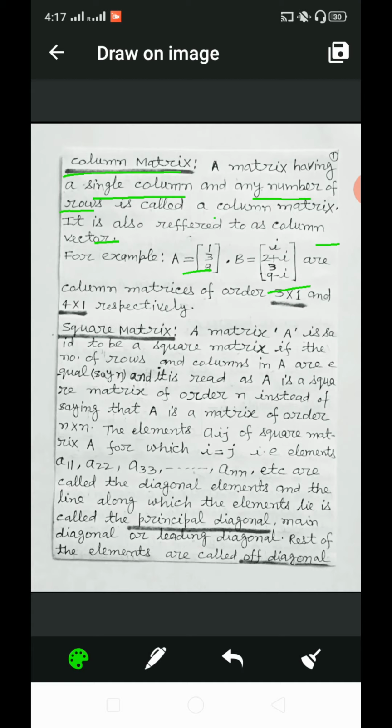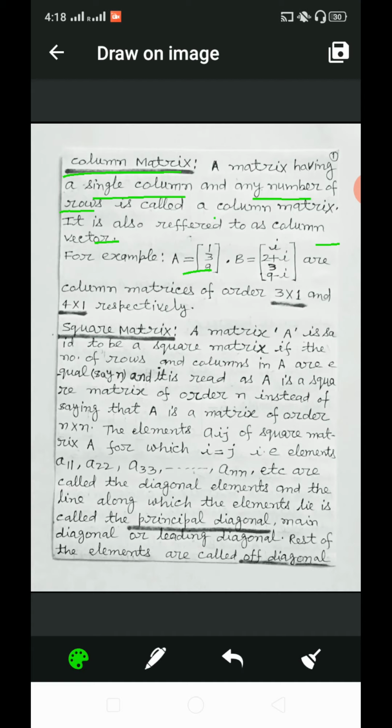Means in matrix A the number of rows is 3 and the number of columns is 1, and in matrix B the number of rows is 4 and the number of columns is 1. So matrix A is of order 3 by 1 and matrix B is of order 4 by 1.